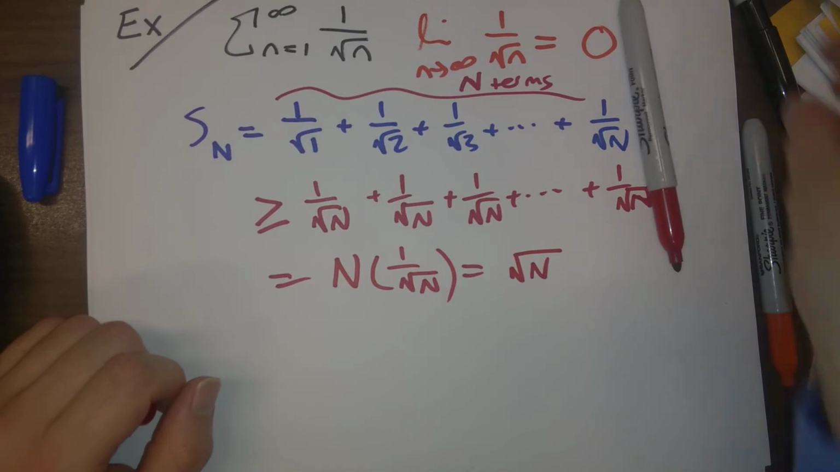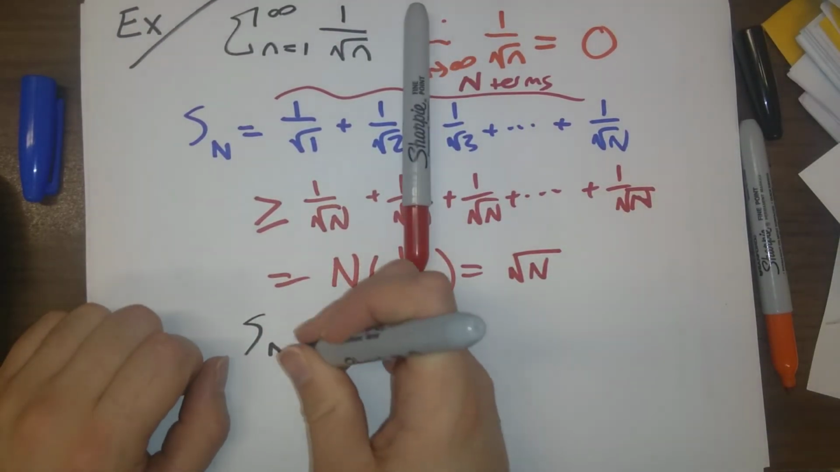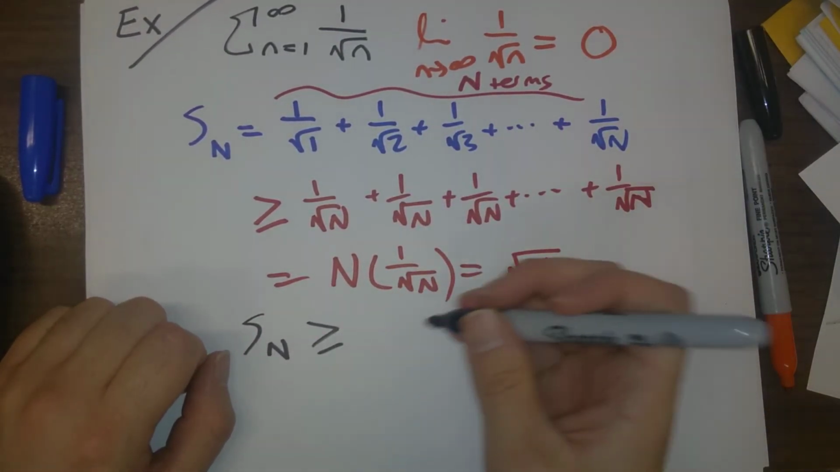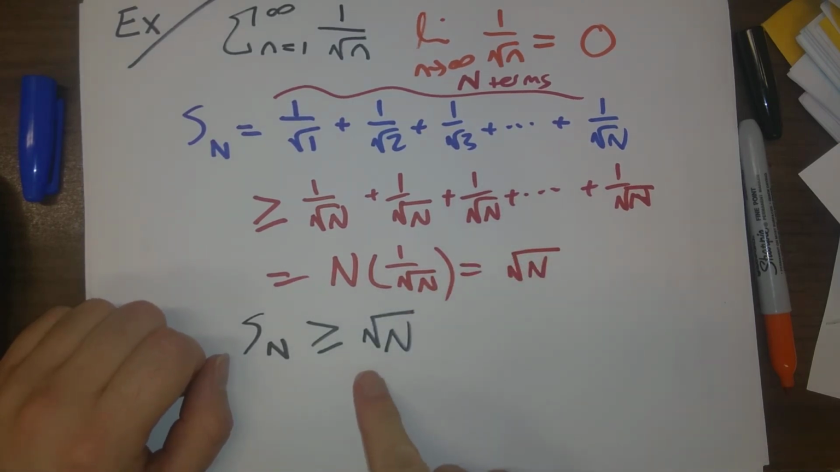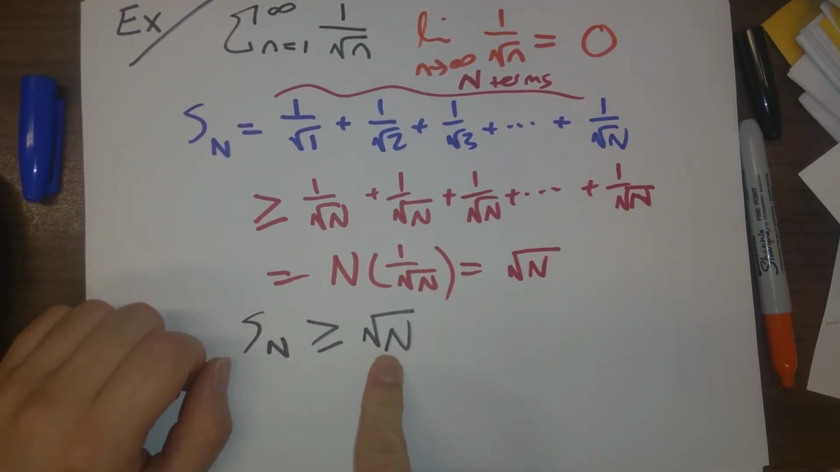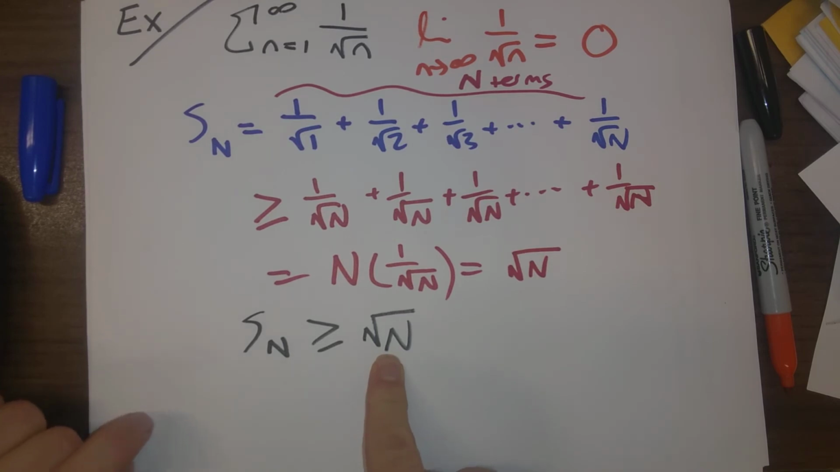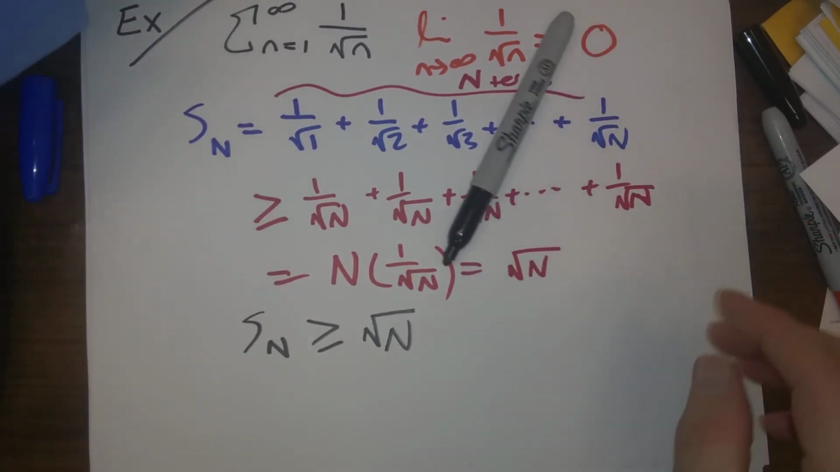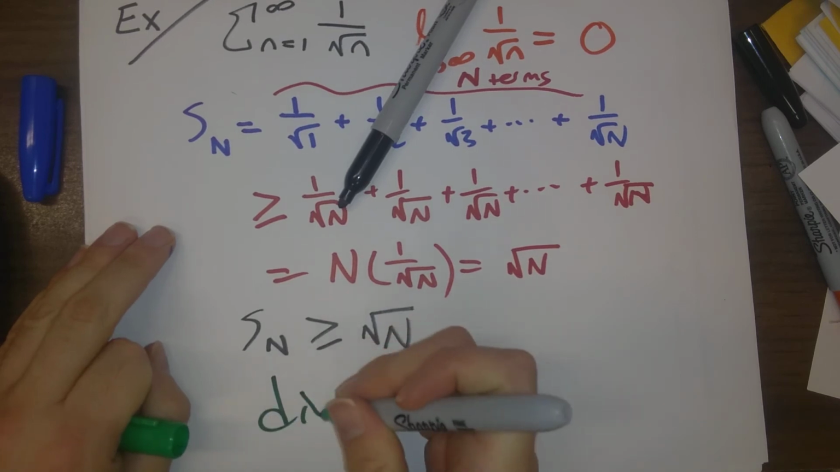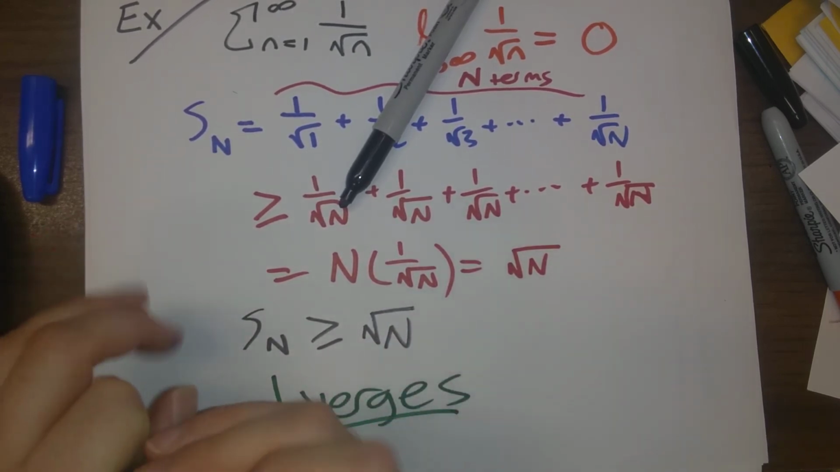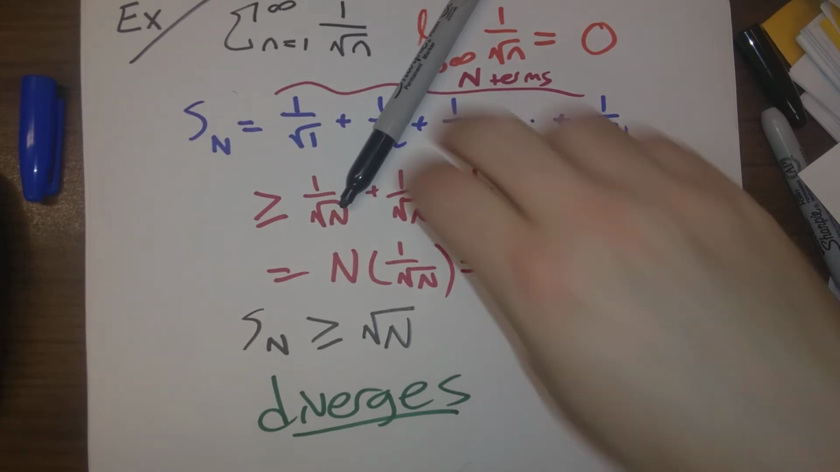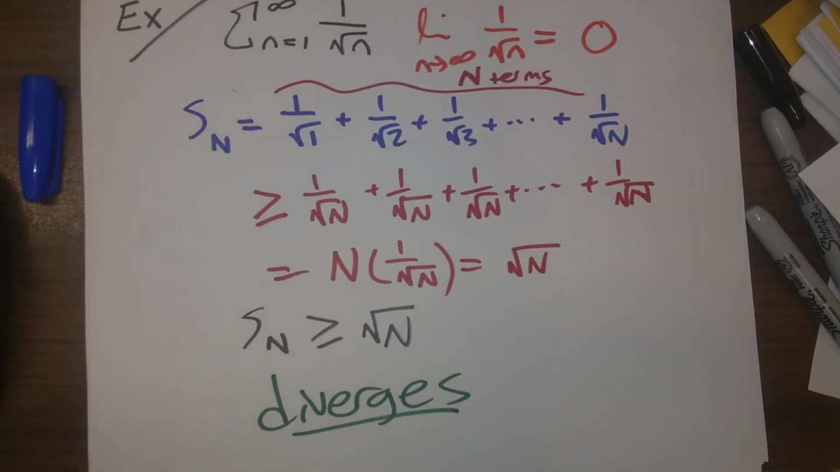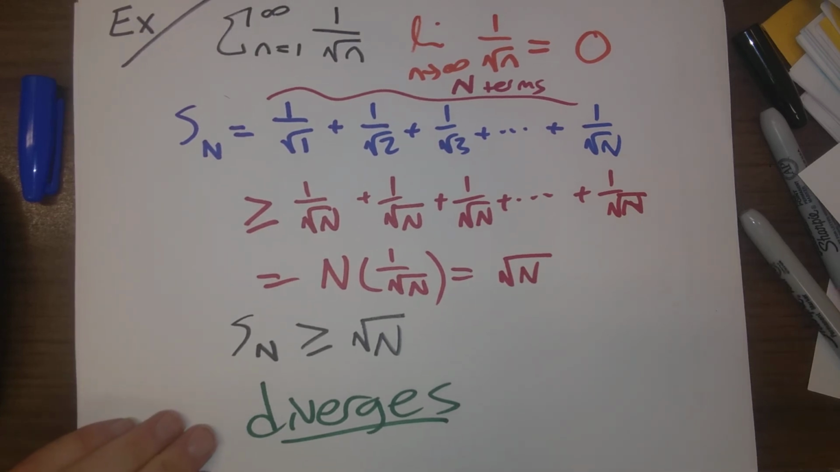So overall, this proves that S sub n is greater than or equal to square root n, and because the limit of square root n, as n goes to infinity, is infinity, that shows that the sequence of partial sums diverges as well. So we can conclude here that our series diverges even though the limit of the individual terms is equal to 0. So make sure that you keep that straight.